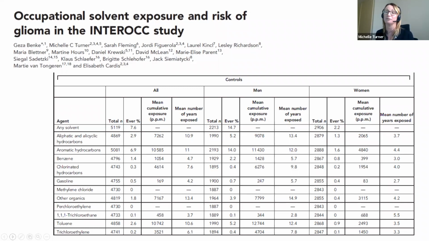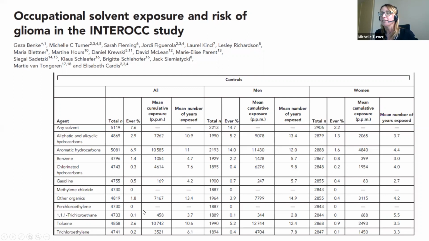This is based in the same Interphone study. This is one paper we did looking at solvents again and glioma risk. And so this is the total number of controls, men and women combined here.